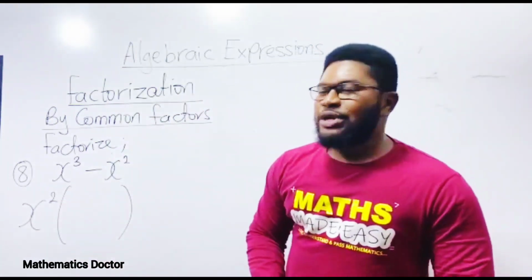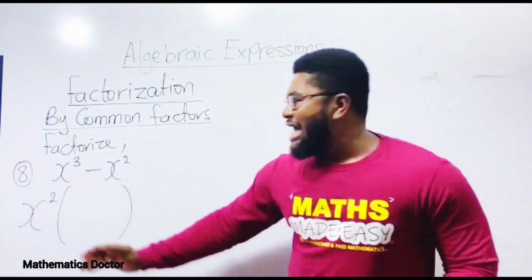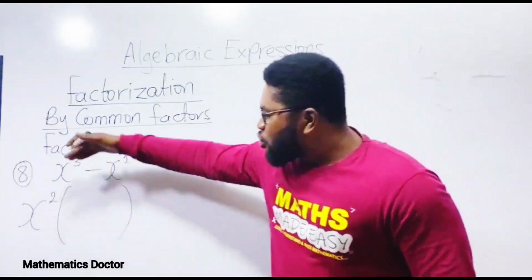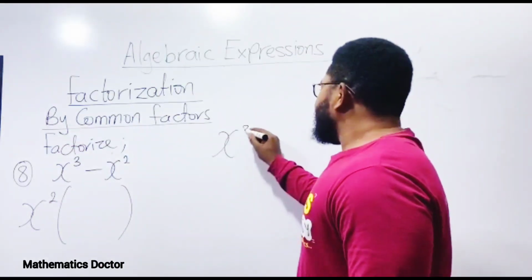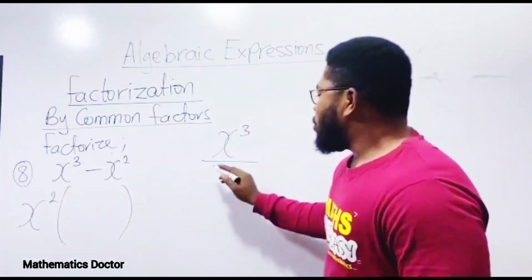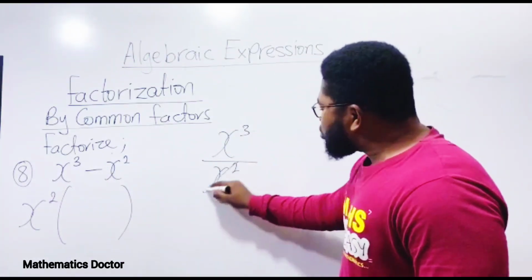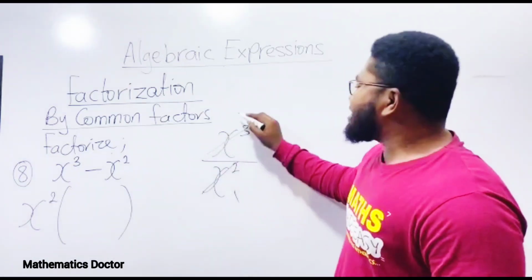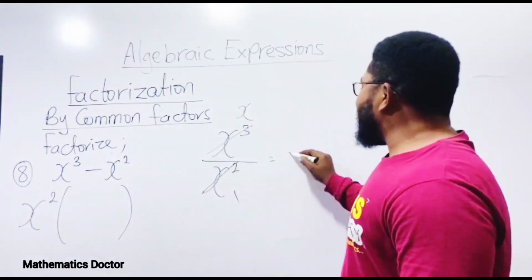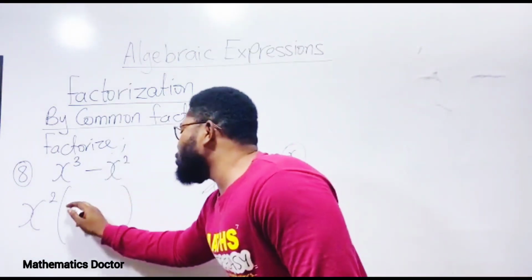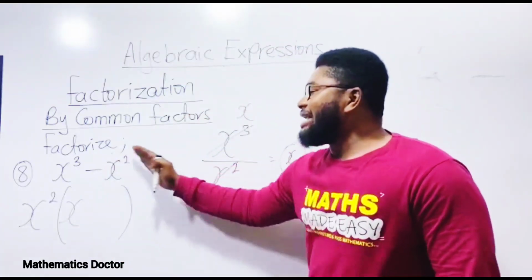Now when you are done, you then take the terms one after the other and divide it by the highest common factor. So we take x cubed, then we divide it by the x squared, which is the common factor. Now x squared into itself is 1, and then x cubed here, x. So we will get x. Then we will place it here. So we get x. Now we take minus x squared.